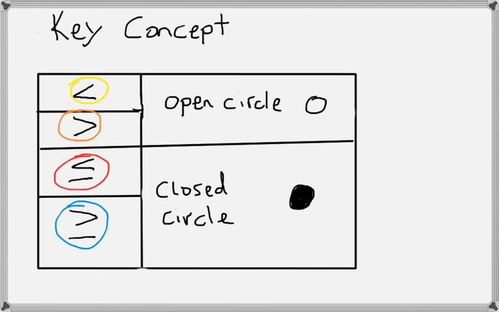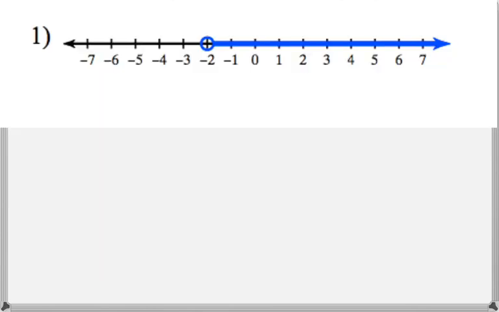Let's start looking at some examples. Let's begin with writing inequalities. So when asked to write an inequality, you will be given a graph that looks something like this, and you are asked to write the inequality. So our first step is going to be to determine what symbol we want to use. So our first thing is to look right here. Do we have an open or a closed circle? Here we have an open circle.